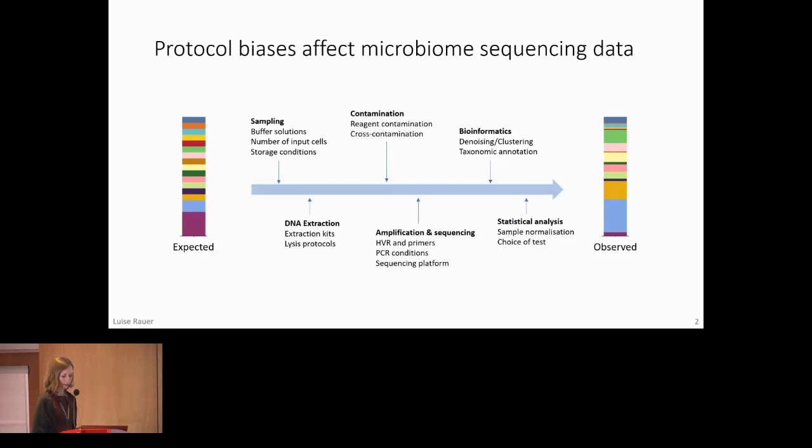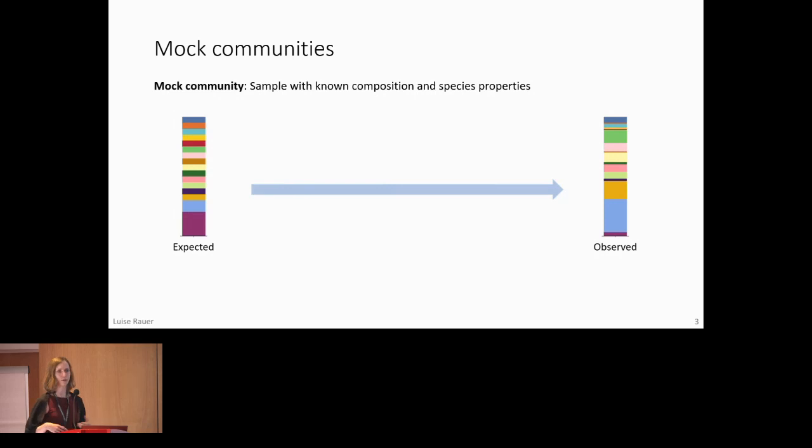How do I know the expected composition? Well, I'm working with mock communities. So mock communities are samples with a known composition and known species properties. So we know exactly what we put in, and then we can also measure what we get out. And there are cell mock communities where we have just bacteria, and DNA mock communities where we have DNA of the bacteria.